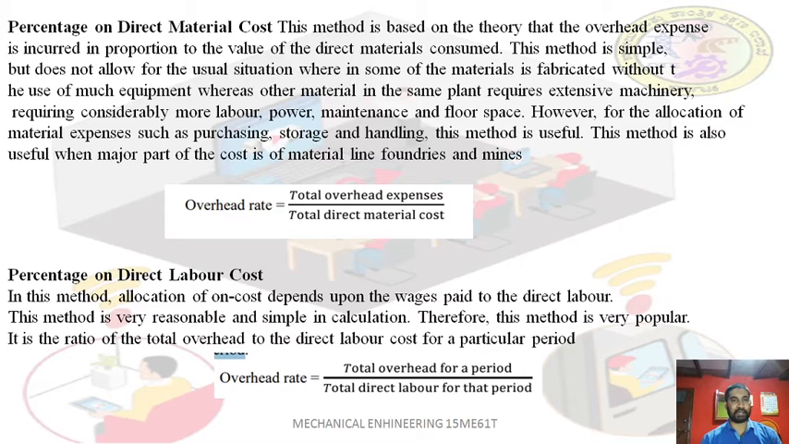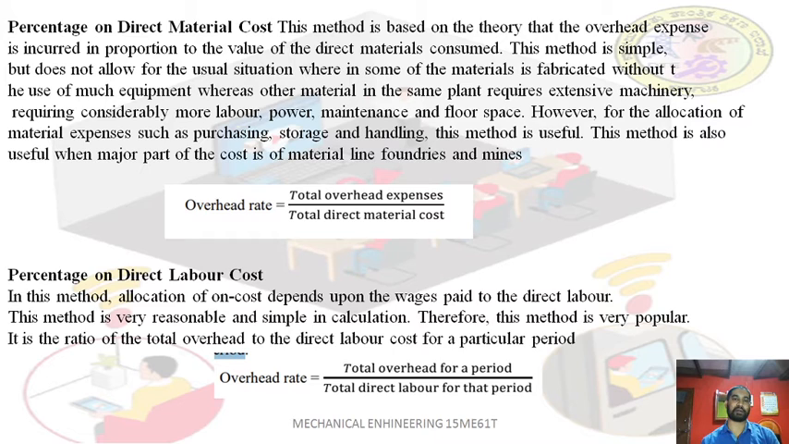In percentage on direct material cost, this method is based on the theory that overhead expense incurred is proportional to the value of direct material consumed. So in this method, it assumes that the overhead expense is directly proportional to the direct material consumed. If the direct material consumed is more, then the overhead expense is also more. So some percentage is fixed on the direct material.